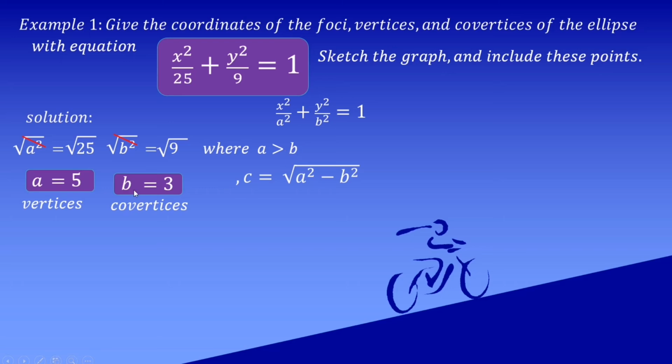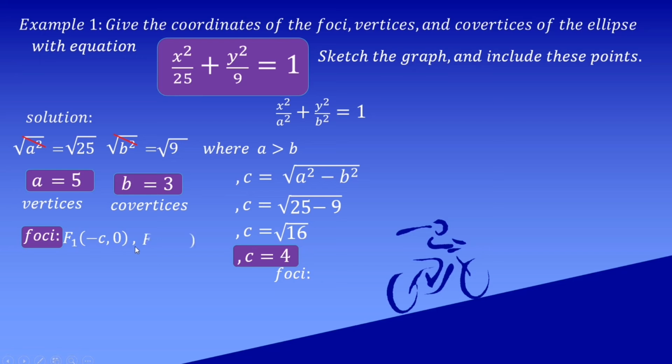And B squared, square root of 9, B is equal to 3 for the covertices. Since ang A natin is greater than B, so we let C is equal to square root of A squared minus B squared. So the C is equal to, substitute the value of A squared is 25 minus our B squared is equal to 9. Then C is equal to 25 minus 9 is 16. Then C is equal to square root of 16 is 4. Yan ang ating foci. The coordinates for the foci, the F1 and F2, since the value of C is 4, then negative C and positive C are negative 4 and 0, and 4 and 0.